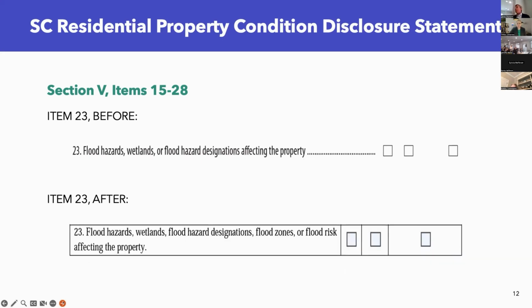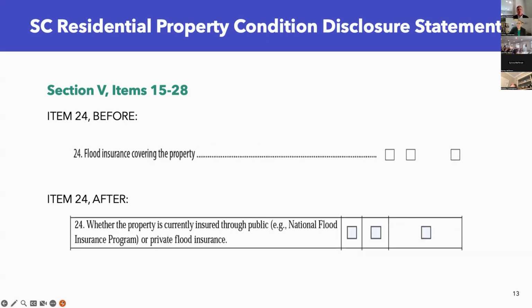Moving on. Flood hazards. Now, the rest of this, 23 to 28, all the new stuff, they've gone to town on the flood stuff. And I'll show you what I mean. Again, it used to end at 25. The old 23 says flood hazards, wetlands, or flood hazard designations. Similar, except flood zones is now included. Because it's possible that you're in a flood zone and have never flooded at all, right? Now you have to say that even if there hasn't been flooding or flood issues in the past. We have to talk about that on the seller's disclosure.